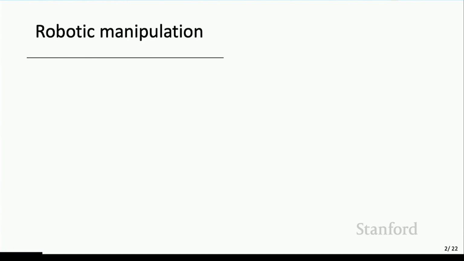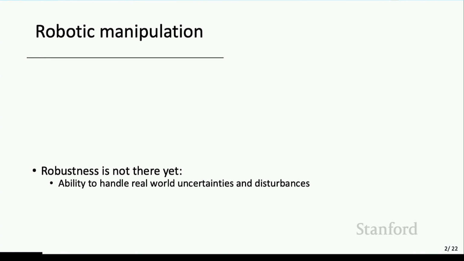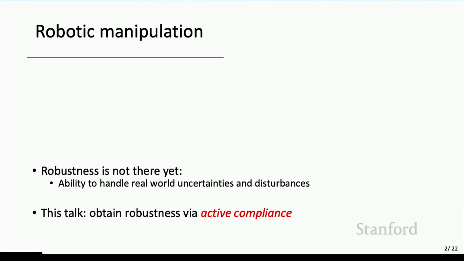In my opinion, the gap is mostly about the robustness of those manipulation skills. Basically, you need the ability to handle all kinds of uncertainties and disturbances that are inevitable in real life. In my talk today, I'm going to talk about one particular way to improve the robustness of robotic manipulation. This is active compliance. Let me explain what this word means.